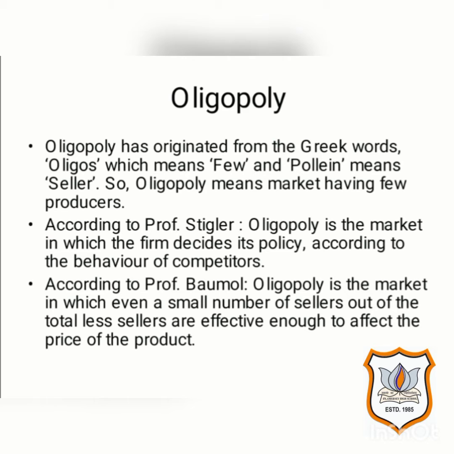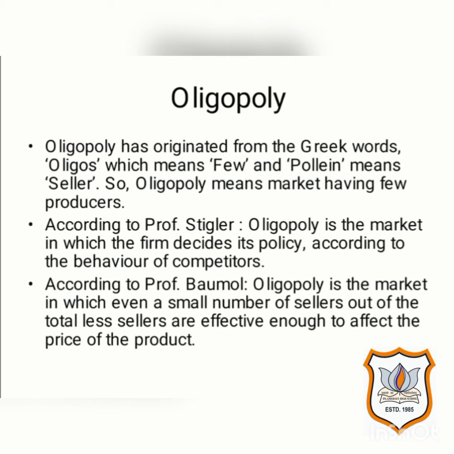According to Professor Stigler, oligopoly is the market in which the firm decides its policy according to the behavior of competitors. That means in oligopoly, the behavior of one firm is dependent upon the behavior of its competitor firm. A firm is going to take decisions, it is going to make policy based upon the policies and decisions taken by another firm.